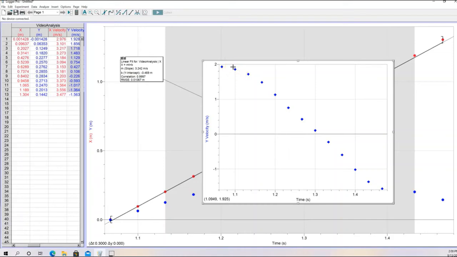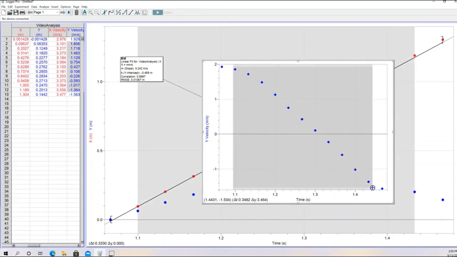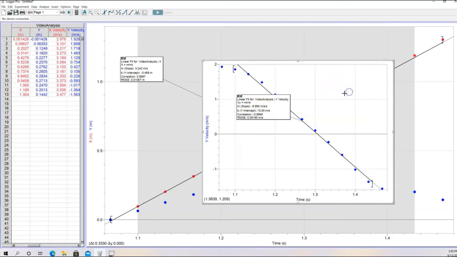And I'm only going to select the parts of the graph. I'm going to leave off the first point and the last point because of the way it calculates velocity. Those points might be a little bit suspect, but I'm going to analyze the others, and I'm going to say linear fit, and look at that. The slope of my graph was a negative 9.99 meters per second squared. Very close to the acceleration of gravity. So that is what we kind of expected, I think.